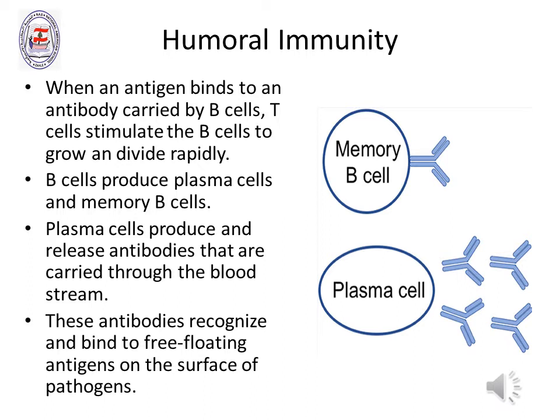It is very important for you to know that B cells cannot grow and divide rapidly without the help of T cells. B cells produce two things: plasma cells and memory cells. What is the role or the job of plasma cells? Plasma cells are the ones that release antibodies that are carried through the bloodstream. These antibodies recognize and bind to free-floating antigens on the surface of pathogens.